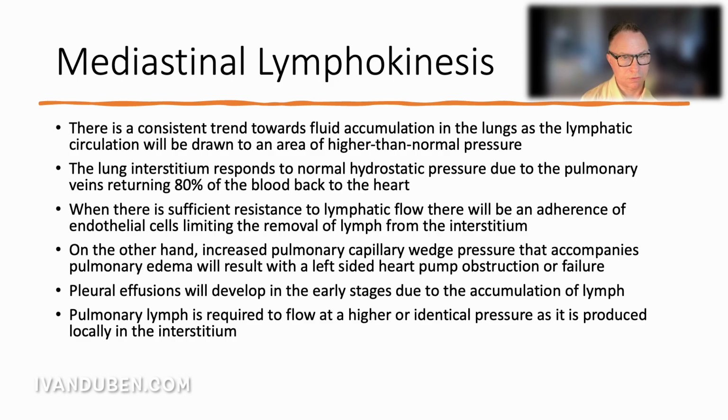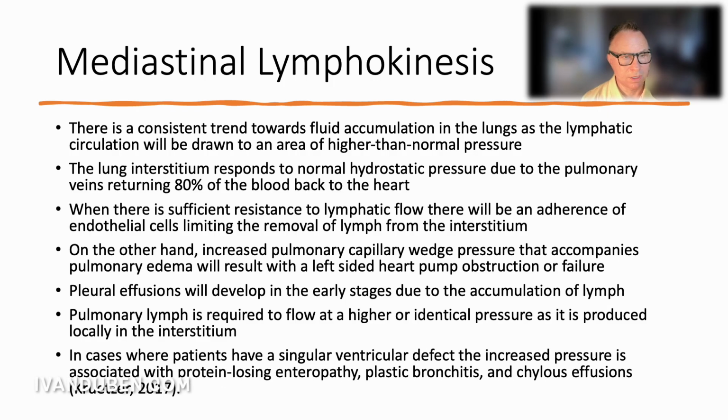Pulmonary lymph is required to flow at a higher or identical pressure as it is produced locally in the interstitium. In cases where patients have a single ventricular defect with the heart, the increased pressure is associated with protein-losing enteropathy, plastic bronchitis, and chylous effusions.